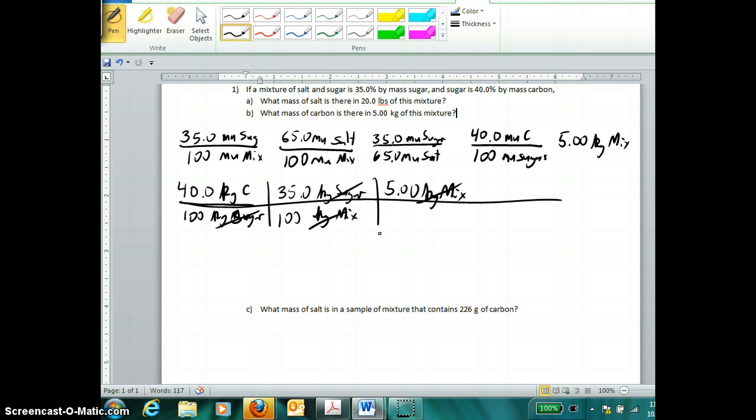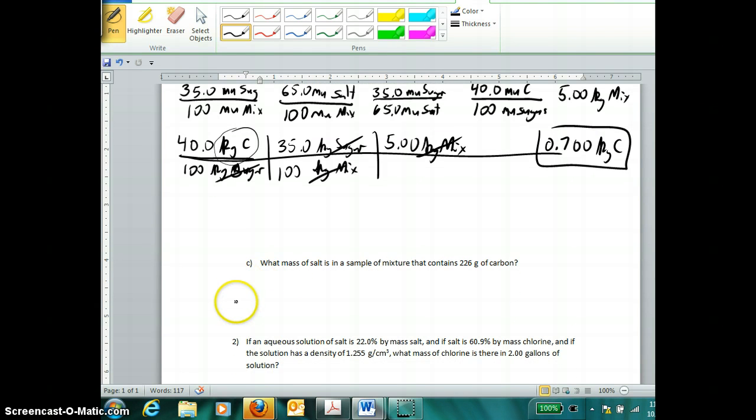Step 5 is always check and see if you're asked for specific units. Since it simply says what mass of carbon and not what units, kilograms is absolutely a good unit for a mass of carbon. So I divide 40 by 100, multiply by 35, divide by 100, multiply by 5, and I recognize that I would like 3 digits in my final answer, and that answer is 0.700 kilograms of carbon.